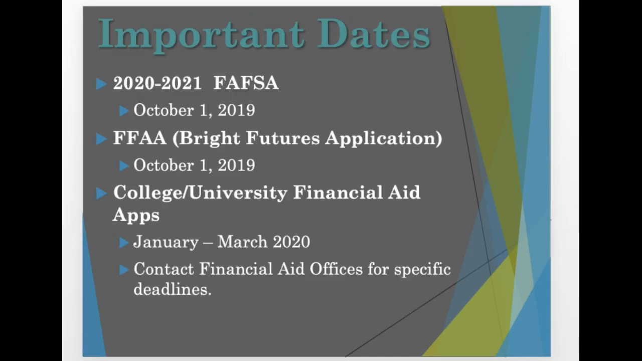So a couple of important dates to be aware of. Number one, your FAFSA opens up October 1st, 2019. The FFAA, the Bright Futures application, opens up on October 1st, 2019. These two applications, you want to make sure to get them done right away. And then college and university financial aid will open up somewhere between January and March of 2020. You will want to contact the financial aid offices at your specific universities for their specific deadlines.